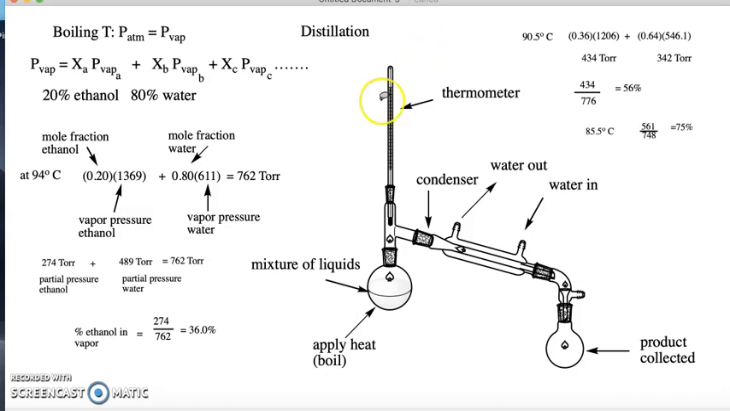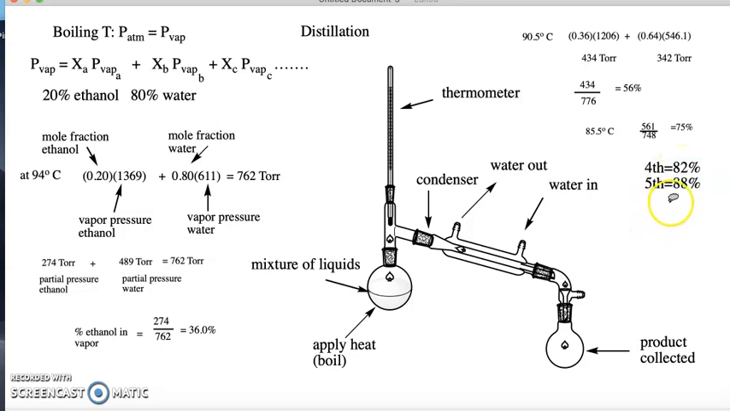Take the liquid, and when I did my third distillation, my vapor pressure of ethanol would be about 561 torr. It would boil at about 85.5 degrees, and now I'd be about 75% ethanol. And I could do this again and again. I did that on my fourth distillation. I would be 82% pure. The fifth one would be 88% pure, and so on.